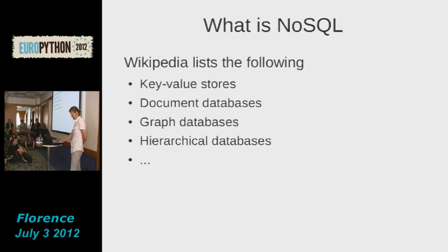So let's go now to the main topic. Wikipedia claims in the article about what NoSQL is that it can be key-value stores, document databases, graph databases, hierarchical databases, basically anything that either doesn't use SQL or is just not a classical relational database.